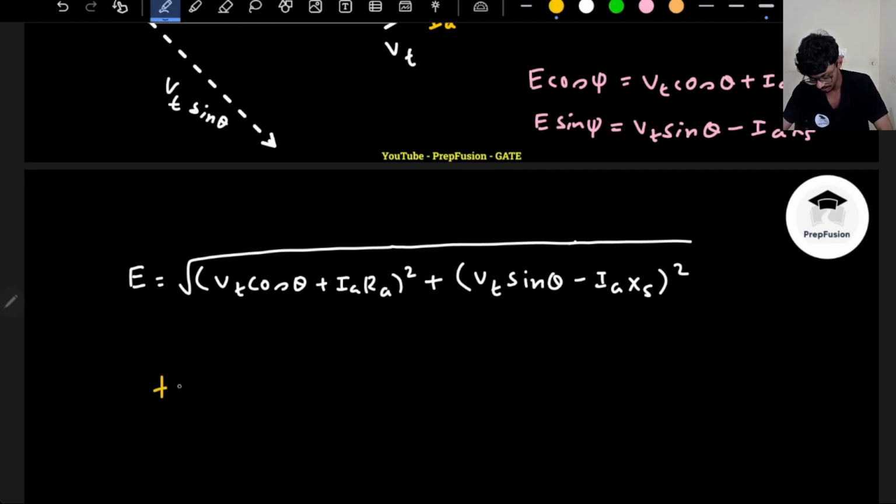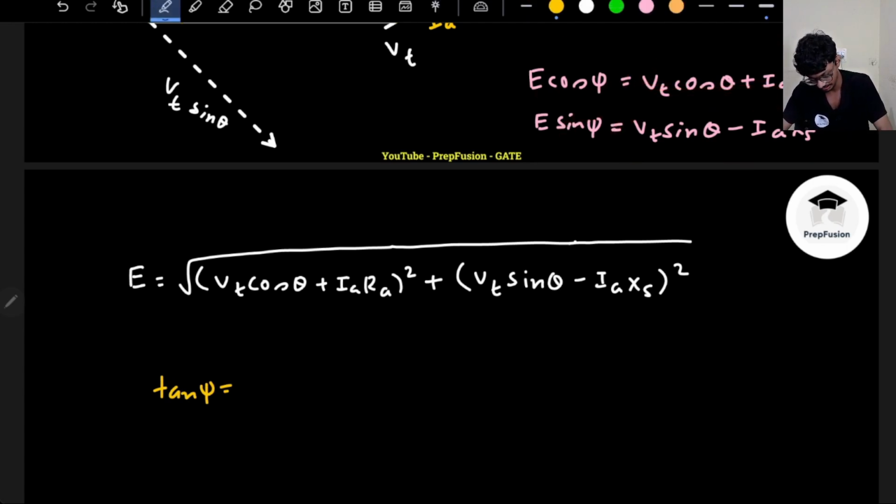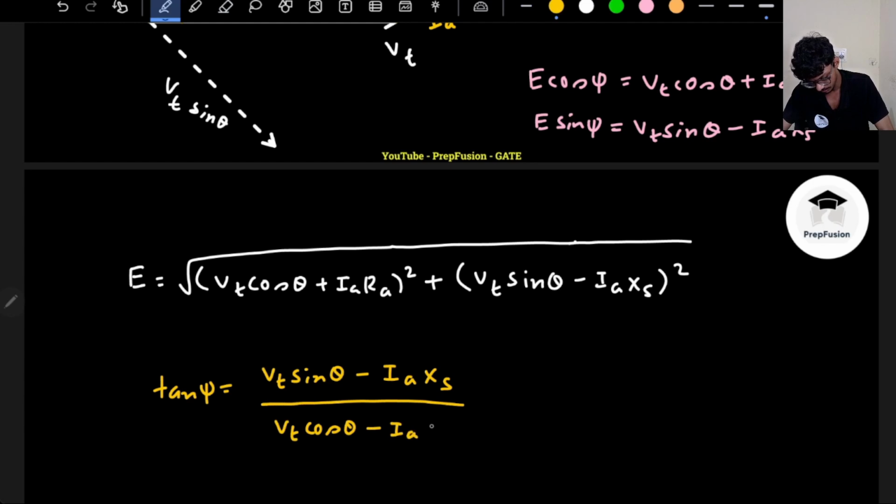What is my tan psi? Tan psi is simply the ratio, right? This over this. If I take the ratio, I will only be left with tan psi. So this will be Vt sin theta minus Ia into XS, divided by Vt cos theta minus Ia into XS. Sorry, plus Ia into Ra.